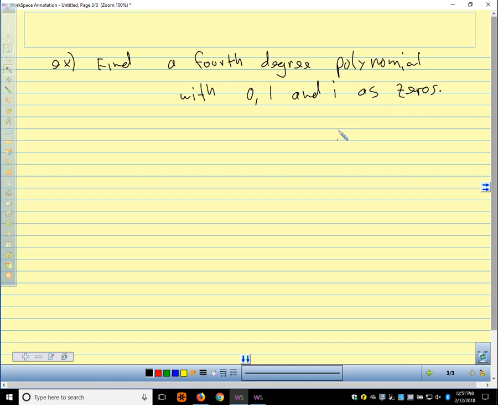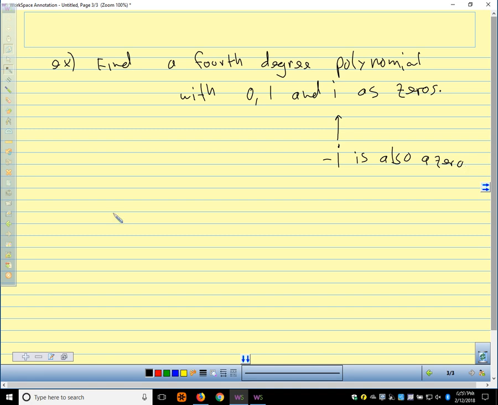Well, what does this tell us? Oh, that's bad. How's a conjugate? So, negative i is also a zero. The complex zeros have to appear in conjugate pairs.